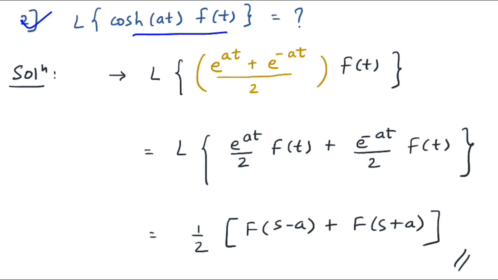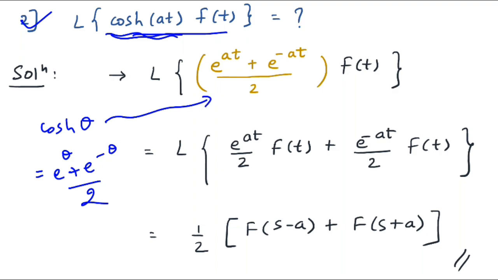And if you look carefully, you can convert this part into exponential form, which would be helpful, like cos hyperbolic theta is equal to e raised to theta plus e raised to minus theta upon 2. So you can say that here theta is nothing but at. The simplification would be cos hyperbolic of at is equal to e raised to at plus e raised to minus at upon 2.